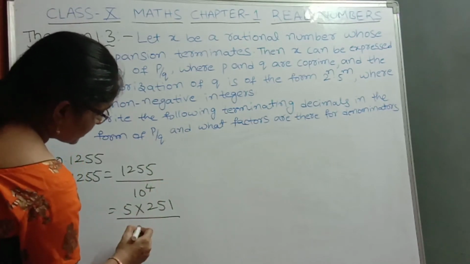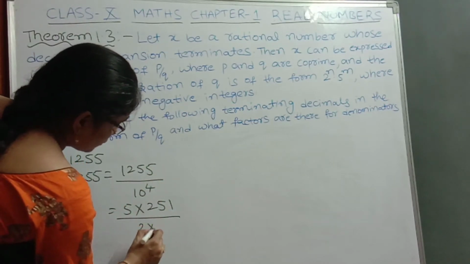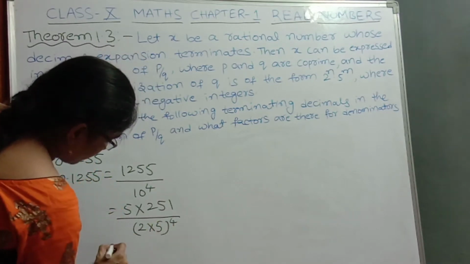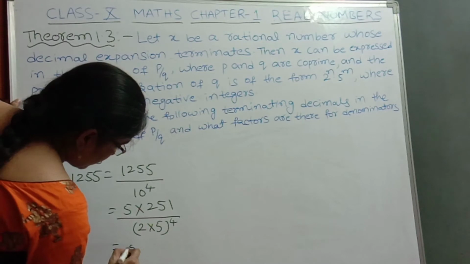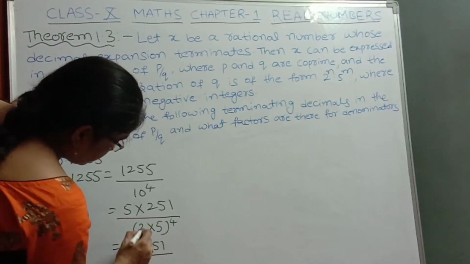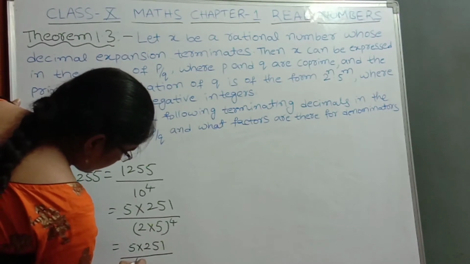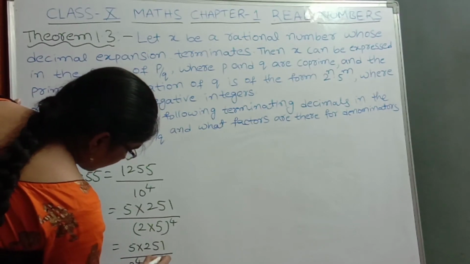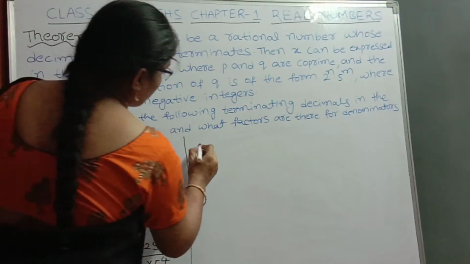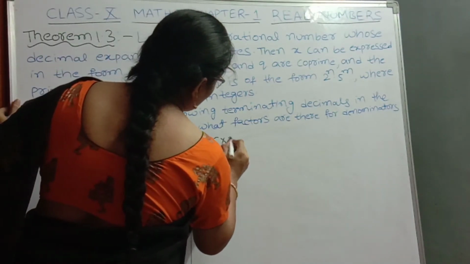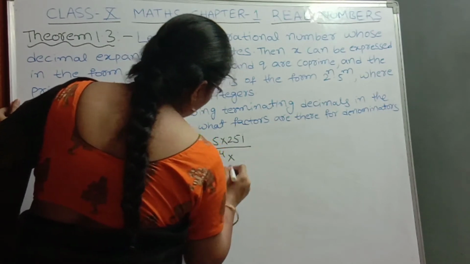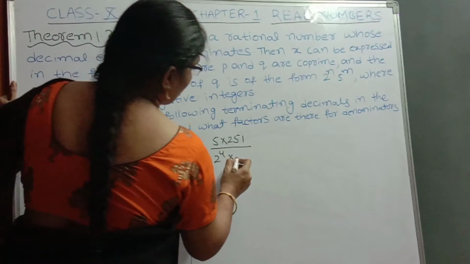Now in the denominator, 10 to the power of 4 means 2 5s are 10, that is (2 into 5) whole to the power of 4. Now it is equal to what? 5 into 251 by 2 to the power of 4 into 5 to the power of 4.